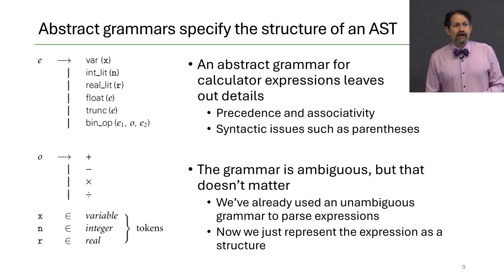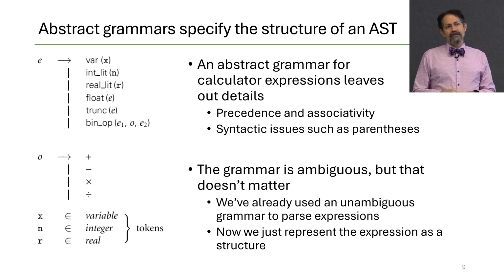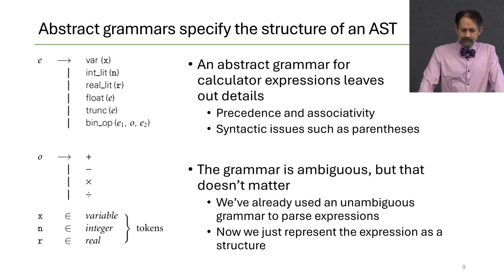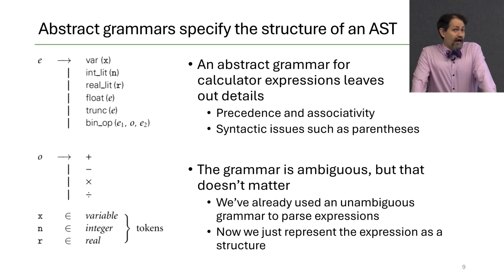Now, if we were to use this grammar for parsing, it would actually be ambiguous, right? Because at least if we look at the way these constructs are typically represented in source code, it would be ambiguous. But that doesn't actually matter because we've already used an unambiguous grammar to parse the expressions, and so now we just represent the expression as a structure in the compiler runtime.